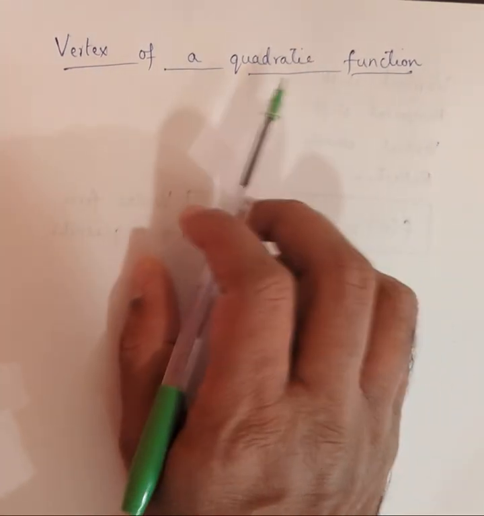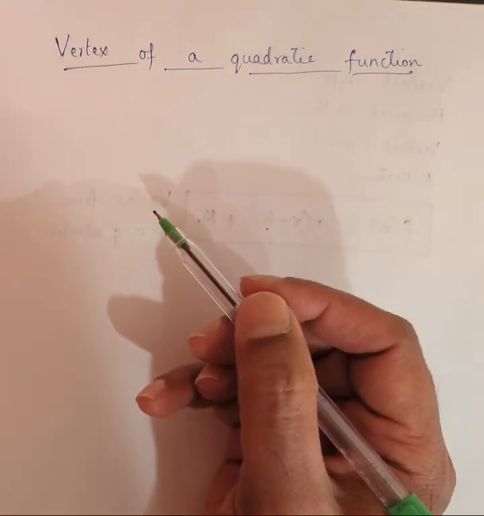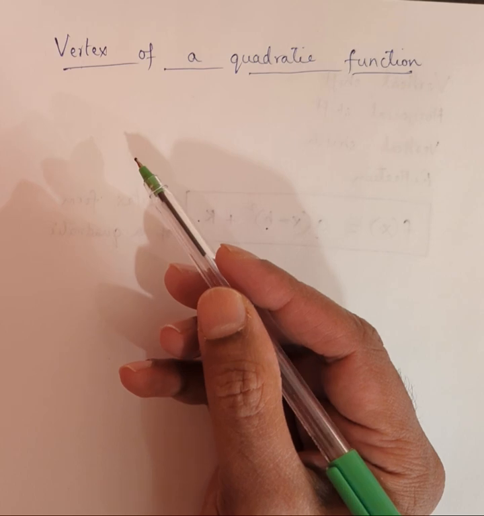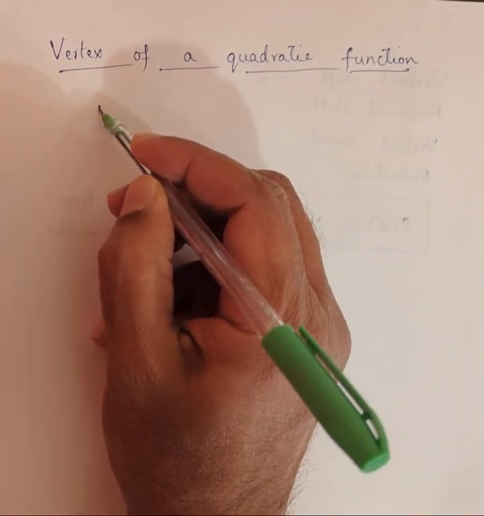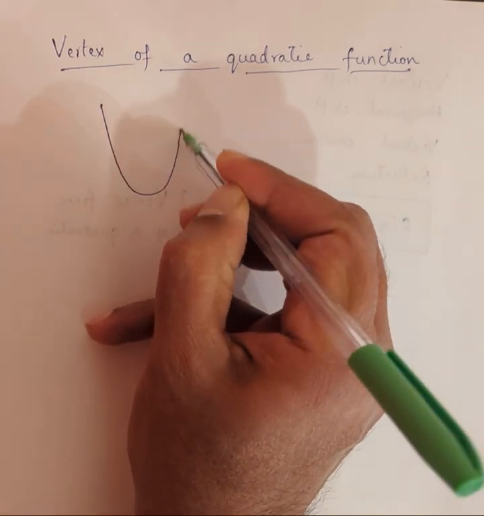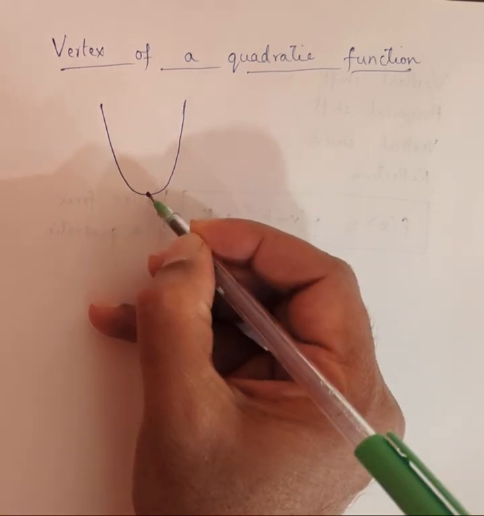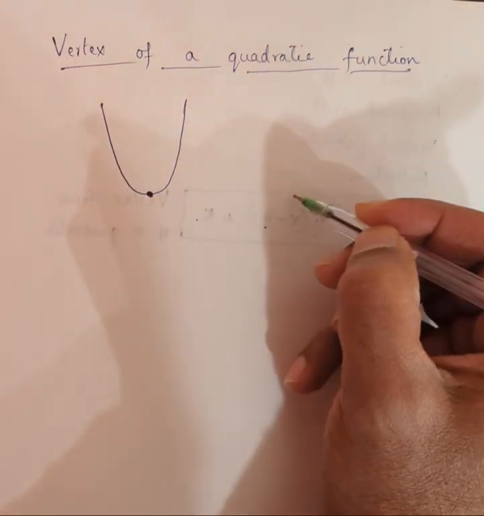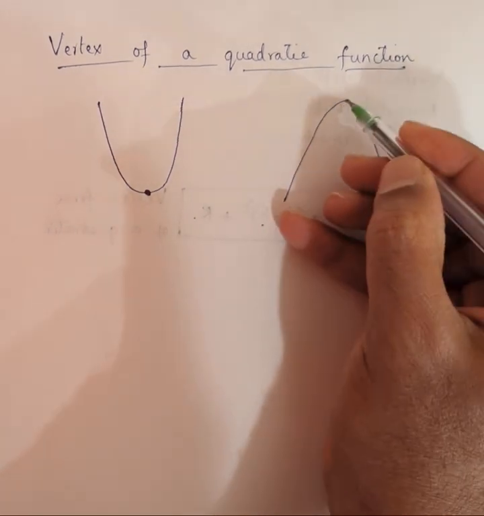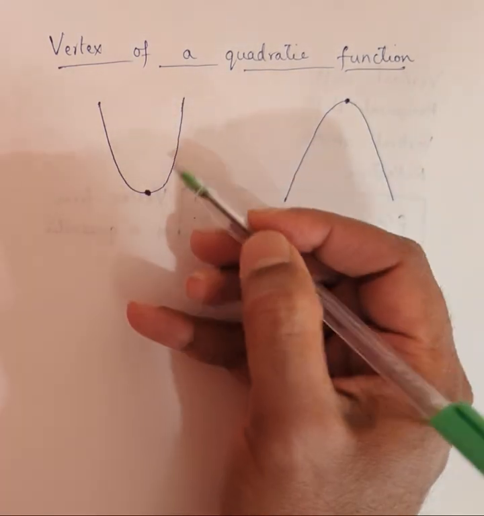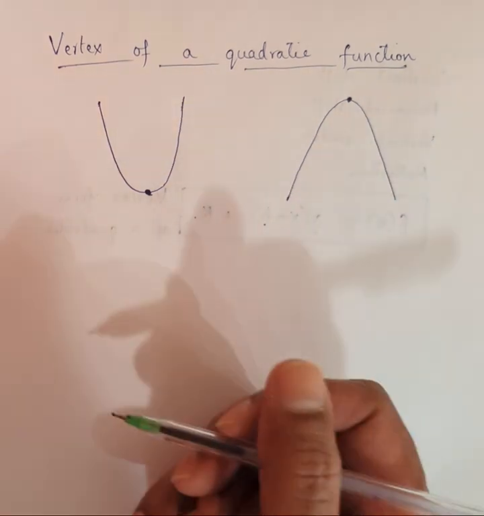Vertex of a quadratic function. The vertex of a quadratic function either represents the lowest point or the highest point. A quadratic function's graph is a parabola, and the vertex is the minimum or it's the maximum, depending on how the parabola opens. If it opens up, then it's the minimum. If it opens down, then it's the maximum.